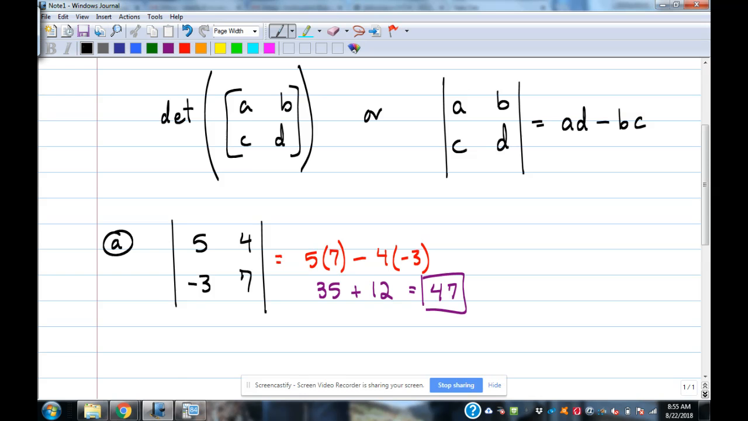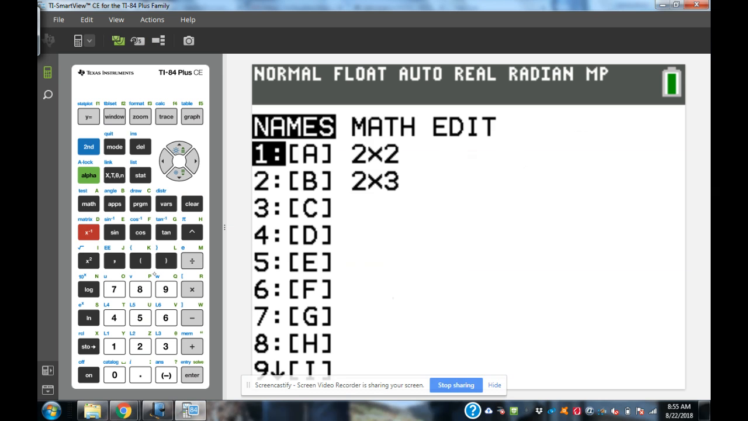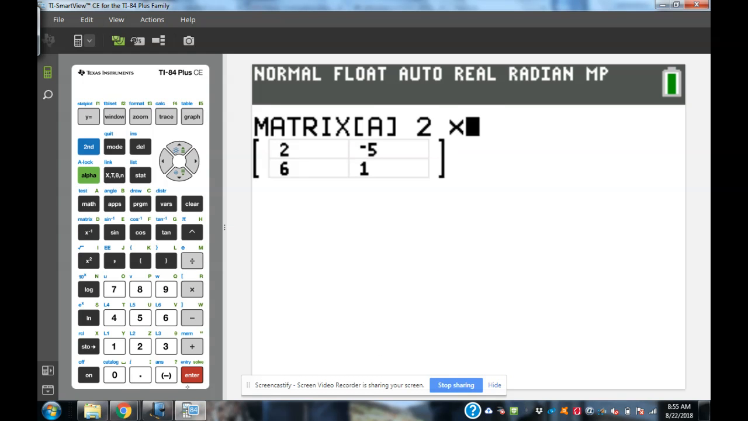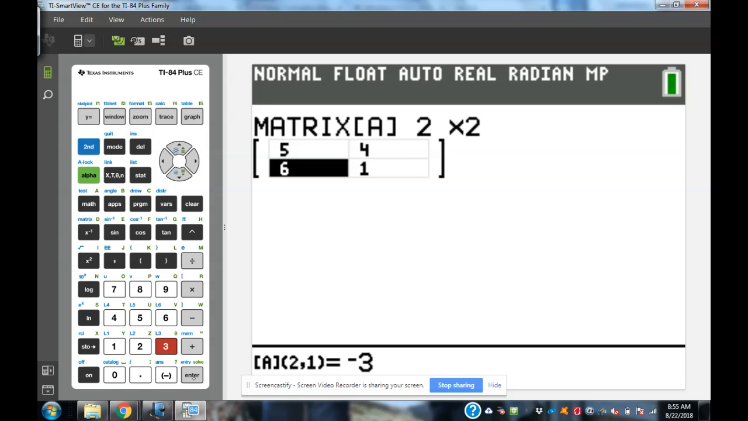Now, how can you find that with the calculator? Well, get out the old trusty graphing calculator, go to the matrix menu, edit, and put in a 2 by 2 matrix that has those numbers in it: 5, 4, -3, 7.